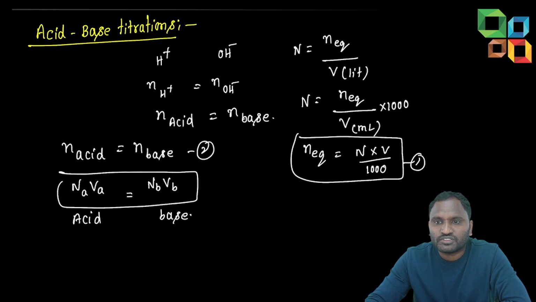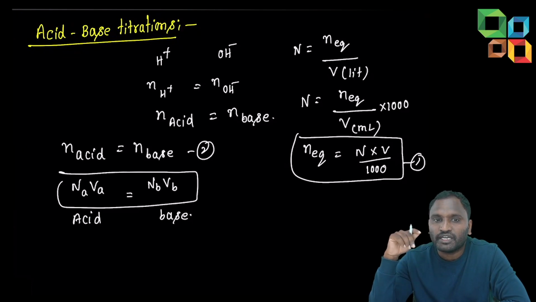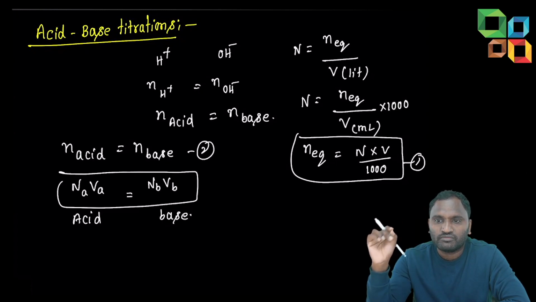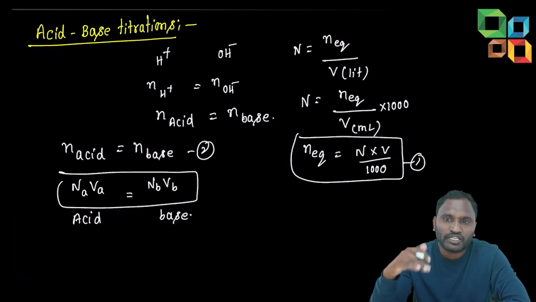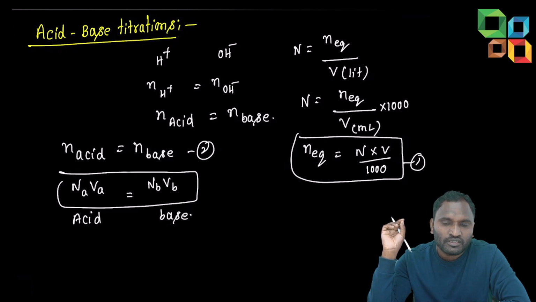Generally, acid-base solutions are colorless, so we can't come to know the end point. To find out the end point, we use an indicator, which gives the color. Once the acid and base get neutralized, the color of the indicator will change. Sometimes the color changes to some other color, or sometimes it changes to colorless, depending on the indicator. That is the end point, where the color of the solution disappears or changes.